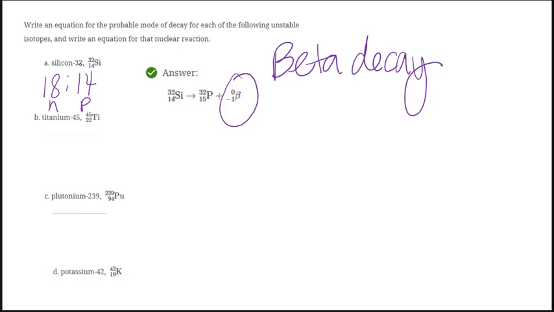For silicon 32, we've got an 18 to 14 neutron to proton ratio. That's a high neutron to proton ratio. It's above the band of stability. With beta decay, that is probably the most probable mode of decay for this reaction, giving us phosphorus 32.